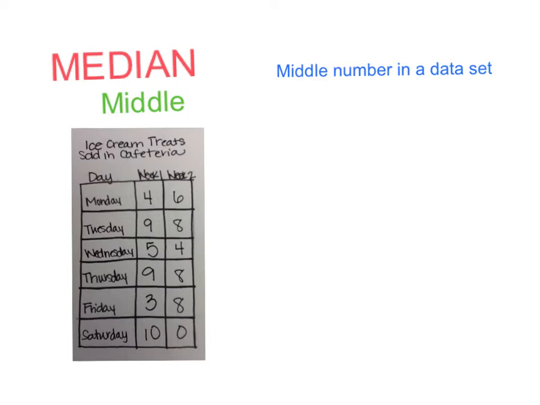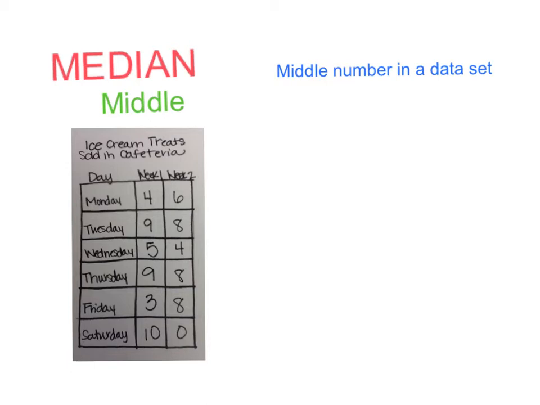Our next measure of central tendency is the median. Median sounds like the word medium, and something that is medium means it's in the middle. So the median, the actual definition, is the middle number in the data set. So what you want to do is put these in order, usually in increasing order.